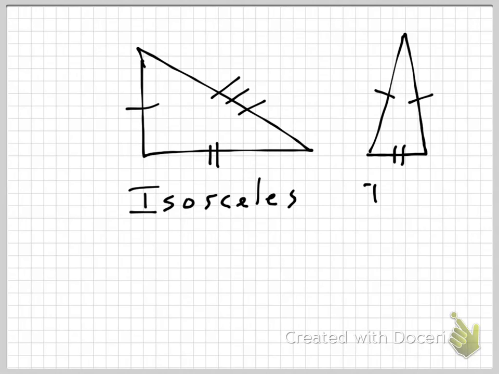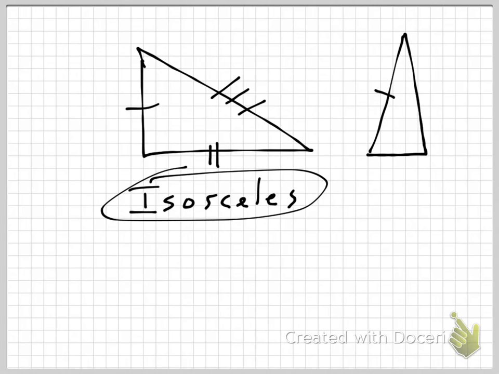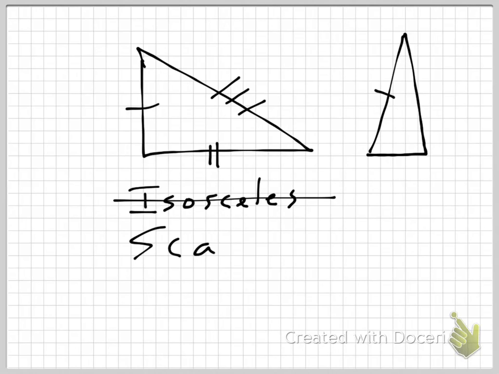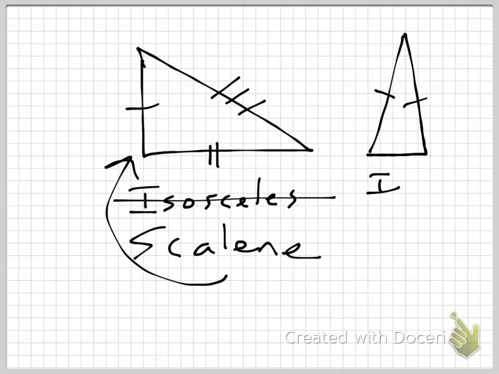This is called, what's it called? I'm wrong. This is not isosceles. What am I talking about? That's scalene. Goodness gracious. Yeah, this is scalene. I'm out of control here. Sorry. This is scalene. No sides are the same. Isosceles.